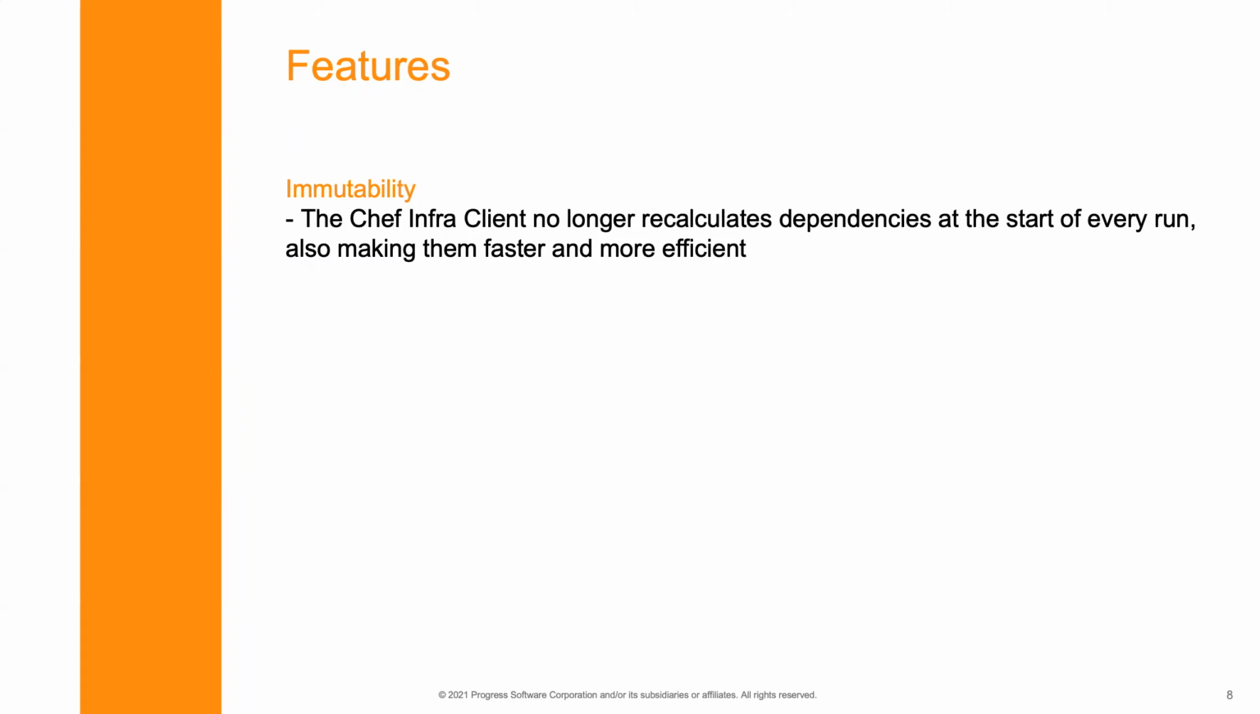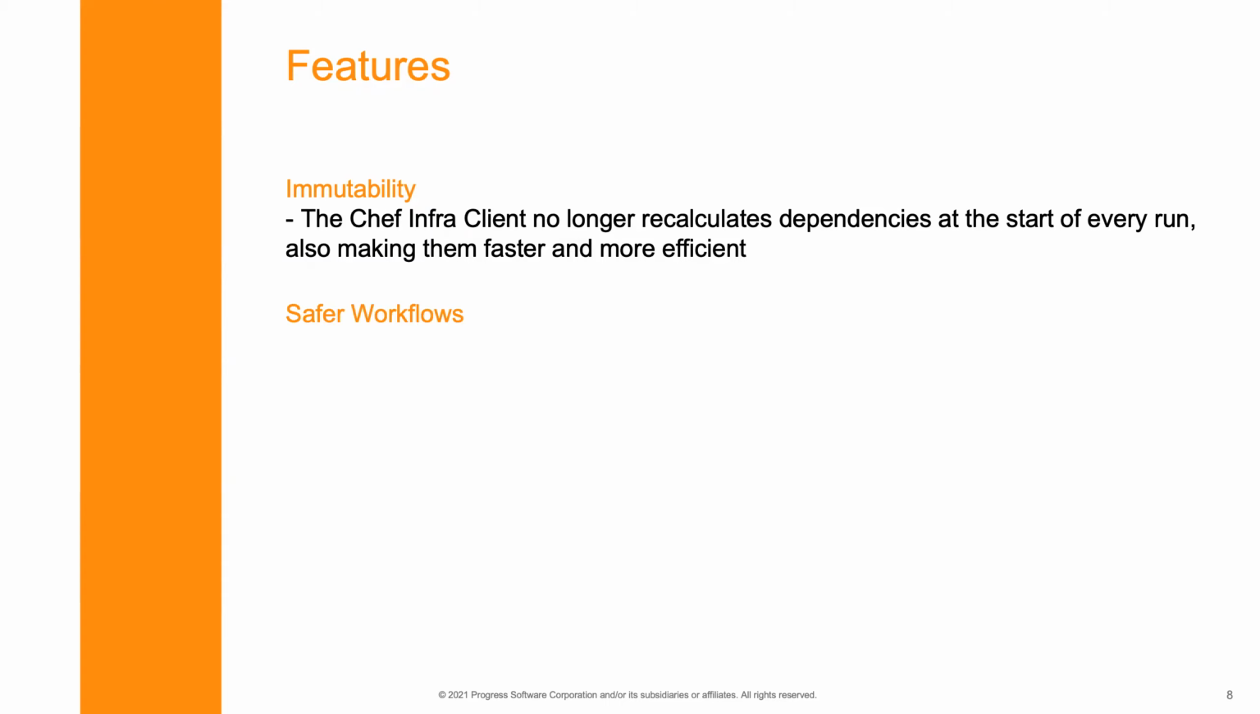So also, given that during the Chef Client run all of these dependencies are pulled right in the beginning, Chef Infra Client doesn't have to recalculate the dependencies at the start of every run, which, along with making it faster and more efficient, also makes this entire process more robust. It makes sure that your entire configuration is very safe and you do not have to worry about how your system would behave in production.